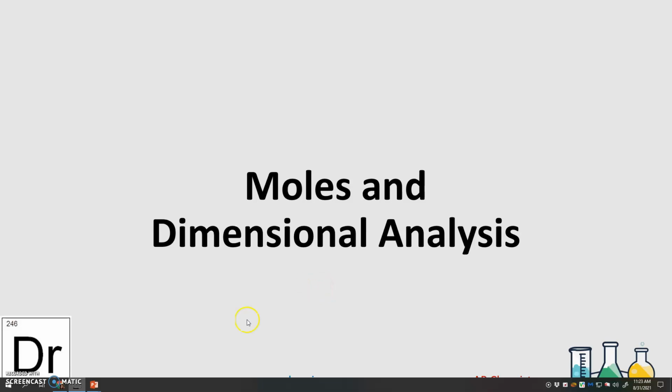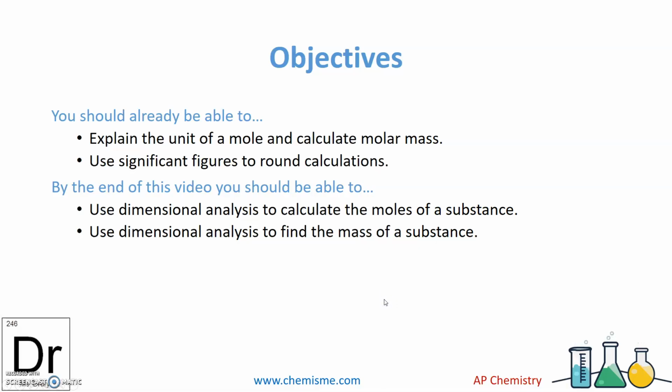So first off, every video I'm going to show you what you should have been able to do. So you should have already been able to explain the unit of a mole and calculate the molar mass of a substance, but we will go over that, and use significant figures to round calculations. I don't have a specific video about sig figs. We're going to be using them throughout class. And by the end of this video, you should be able to use dimensional analysis to calculate the moles and the mass of a substance.